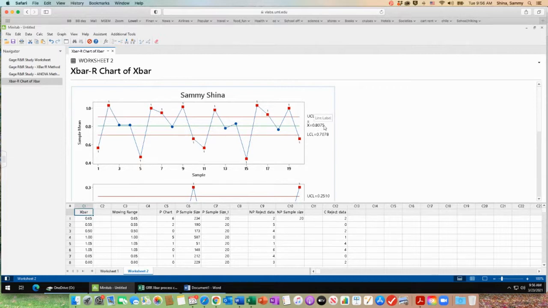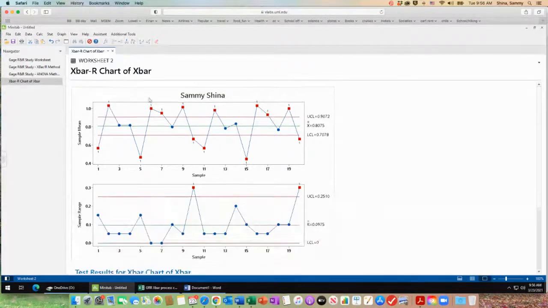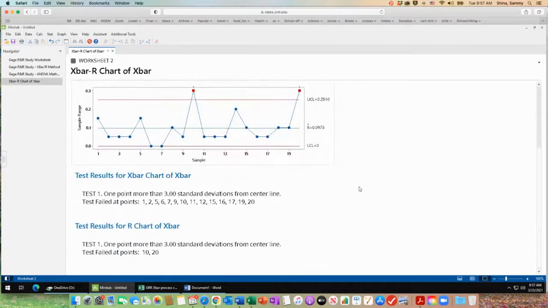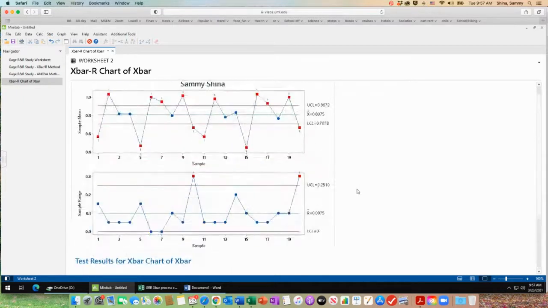The average is 8075. Upper control limit is 0.9 and 0.7. Let's look at the data only. View output only. So there's the control chart. My name is all right on it. There's the X bar R chart and the R bar chart, and it gives you the test results of the data.